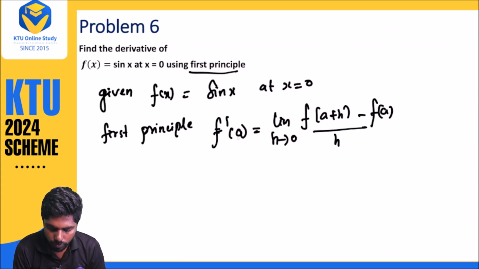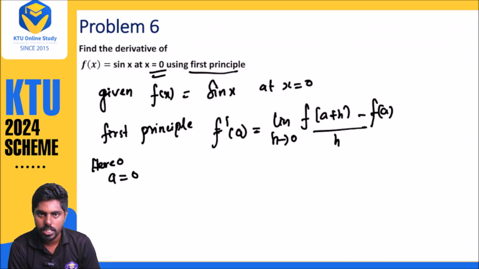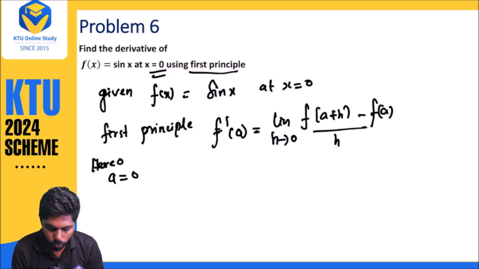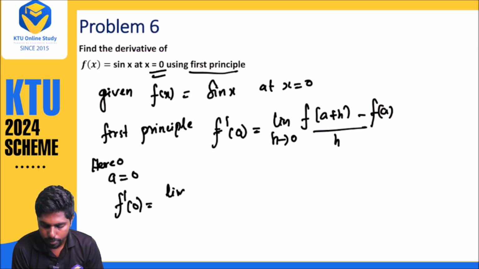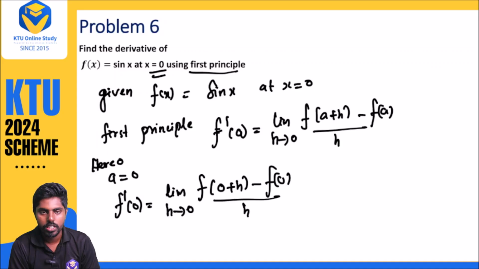So what is a? Here a is equal to 0 because x is given, x is equal to 0. So applying in the formula, what we want to find out is f dash of 0 is equal to limit h approaches 0, f of 0 plus h minus f of 0 divided by h. So these are the things we want to identify.